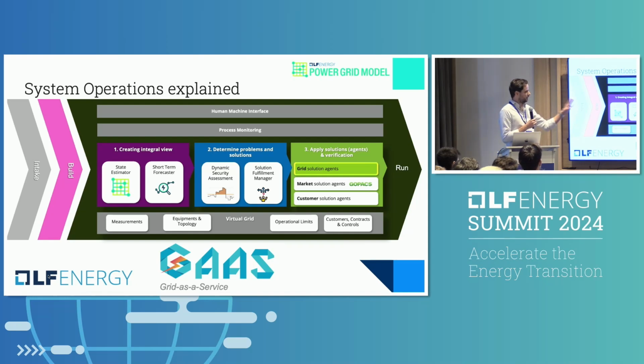And then we dive into the problems and solutions with the dynamic security assessment and solution fulfillment manager. And then in the end, we apply solutions to either the grid or the market, for instance through GOPACS or customer solution agents. And today I want to zoom in on a particular part, and that's mainly calling the state estimator, because I'm talking here about Power Grid Model.